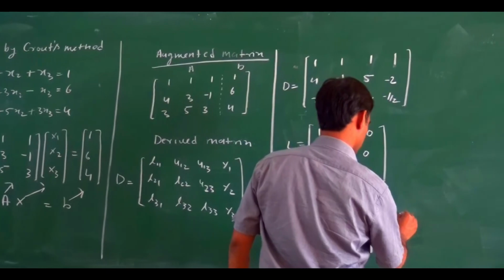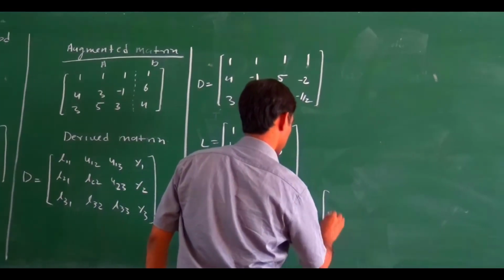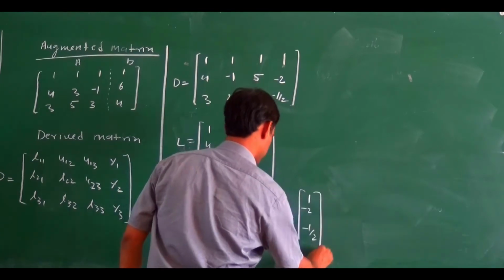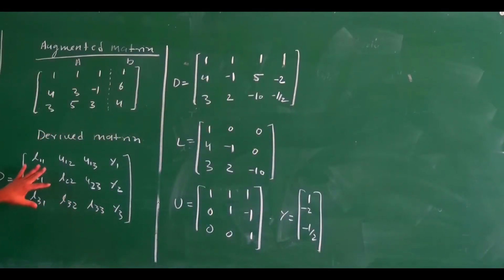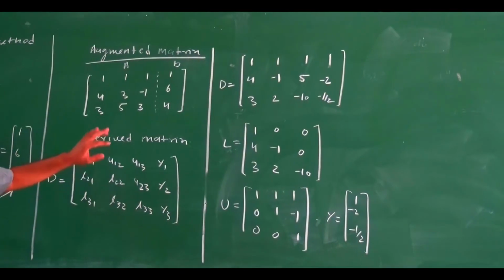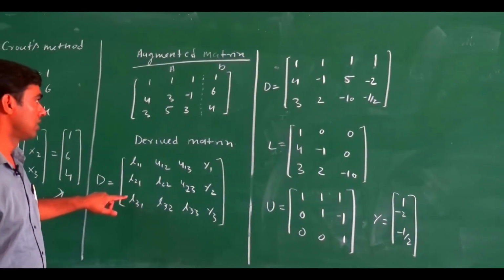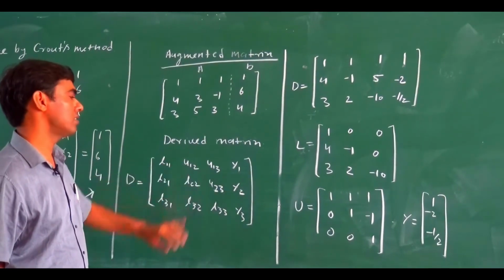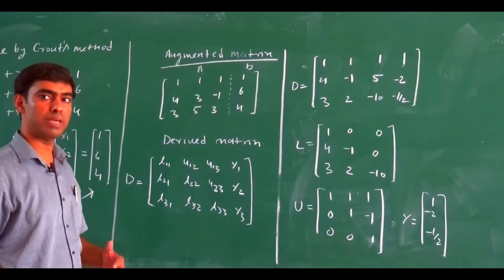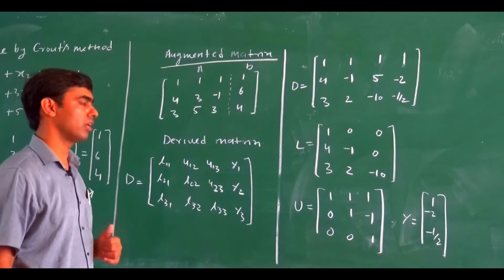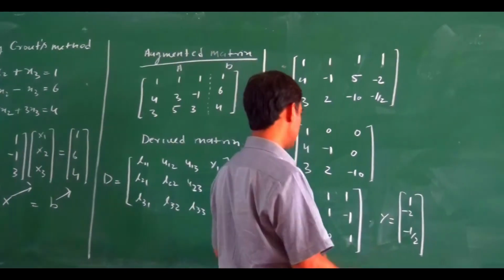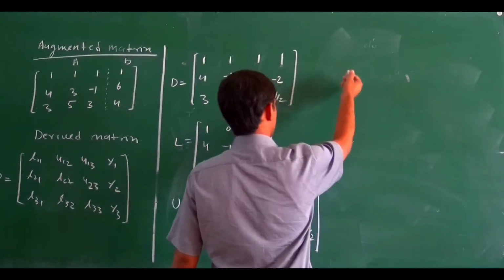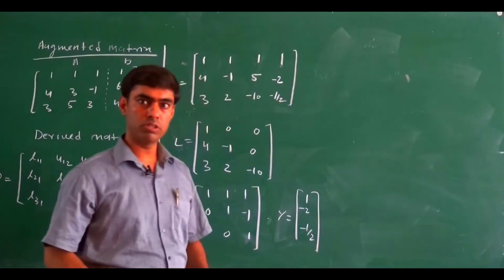So Y equals 1, minus 2, minus 1 by 2. Just by comparing this one, L11 is 1, L21 is 4, L31 is 3. By comparing these values, we write the lower triangular matrix, the upper triangular matrix, and the value for Y. Once we write the values for L, U and Y, then what is the Crout's method?